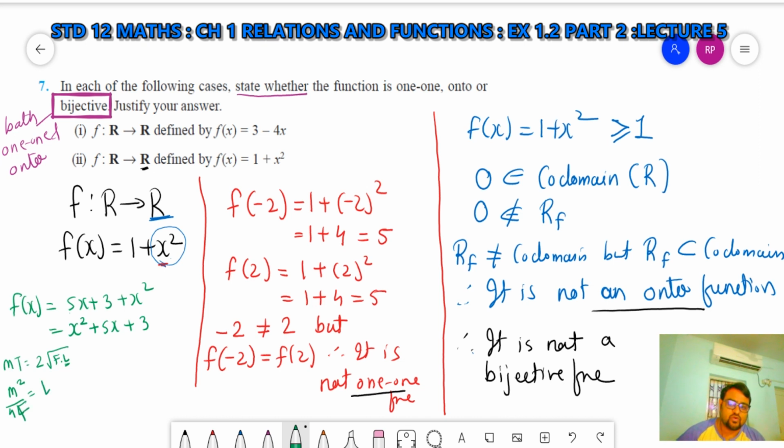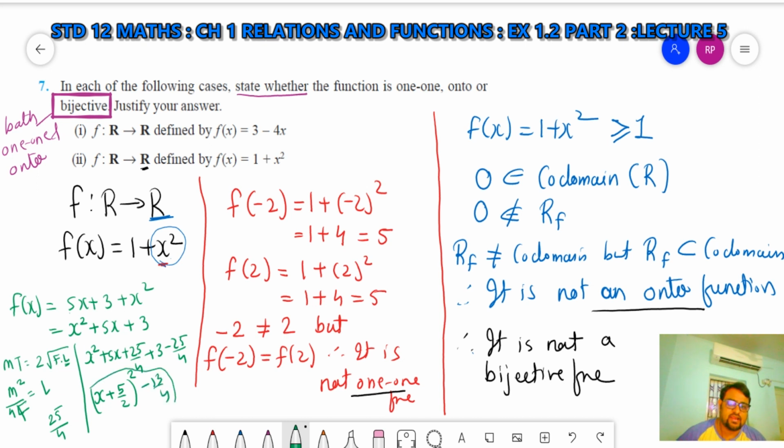In this case, what is the middle term square? 5, so 25, upon 4 into the first term. What is the first term? 1. So this will be 25 by 4. So I can split it this way: x square plus 5x plus 25 by 4 plus 3 minus 25 by 4. So this will be equal to (x plus 5 by 2) whole square. 4 threes are 12, 12 minus 25, minus 13 by 4.